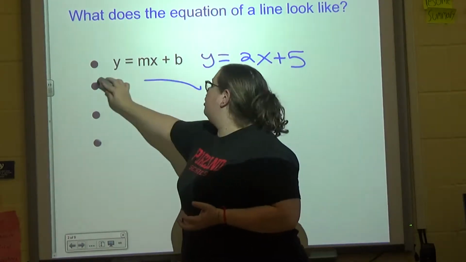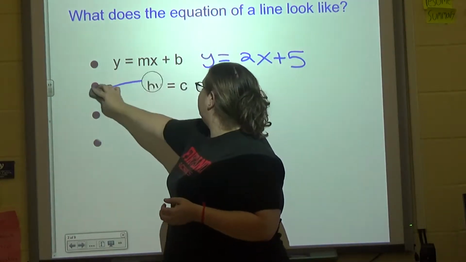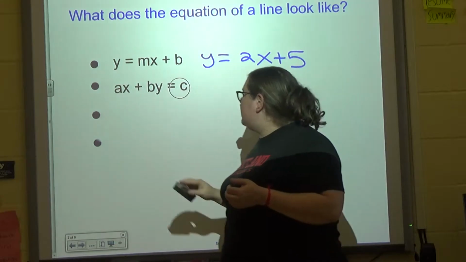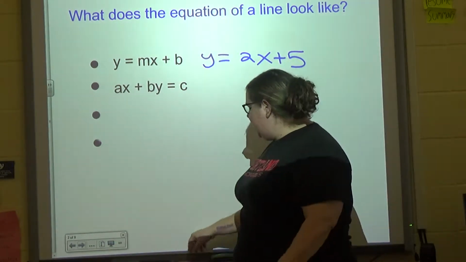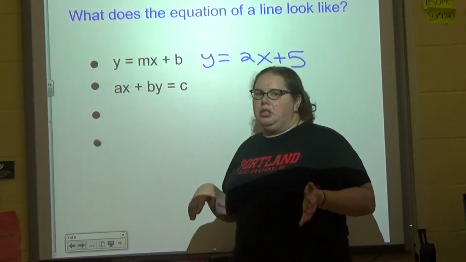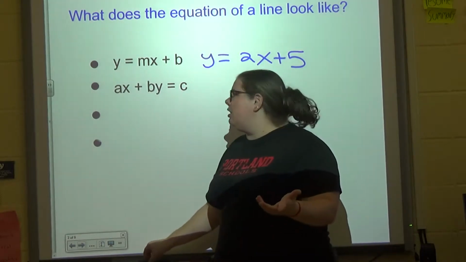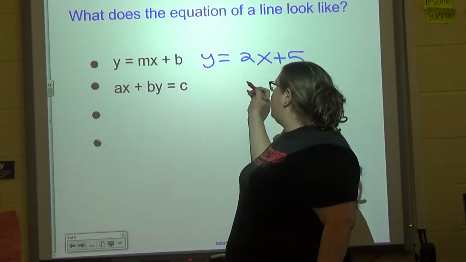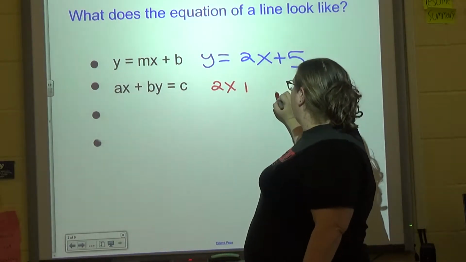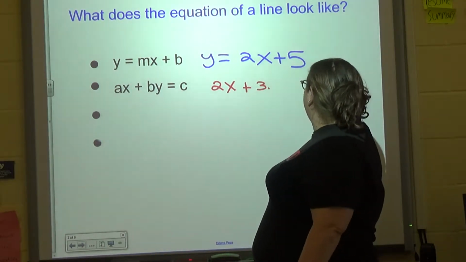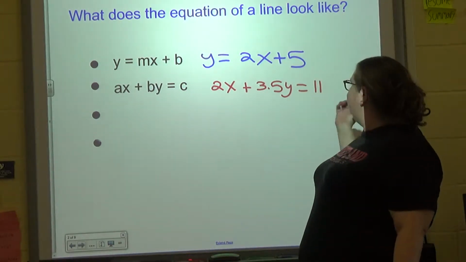Another method, Ax plus by equals c. This is called standard form. And again, a, b, and c are just numbers. They can be decimals, they can be integers, it can be radicals, it doesn't actually matter. So that would be 2x plus 3.5y equals 11.74. So it can be anything, it doesn't really matter.